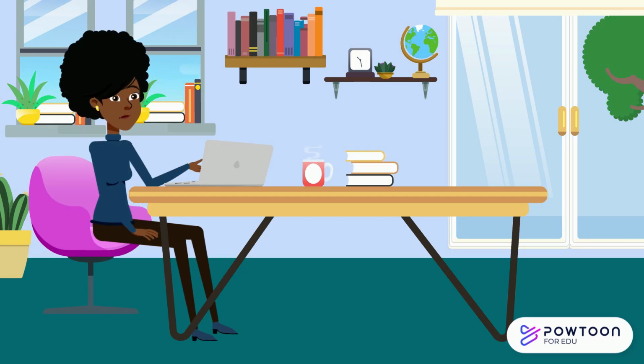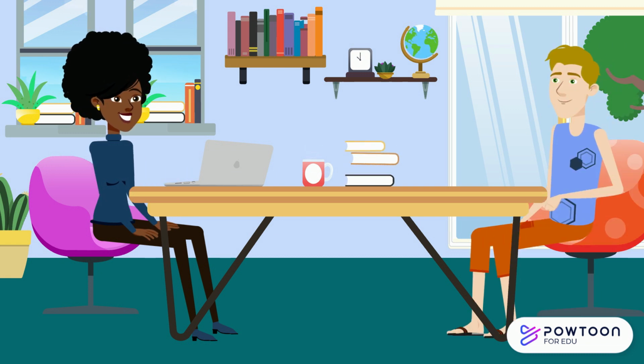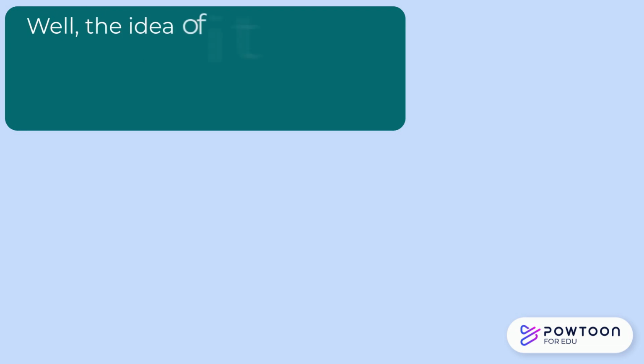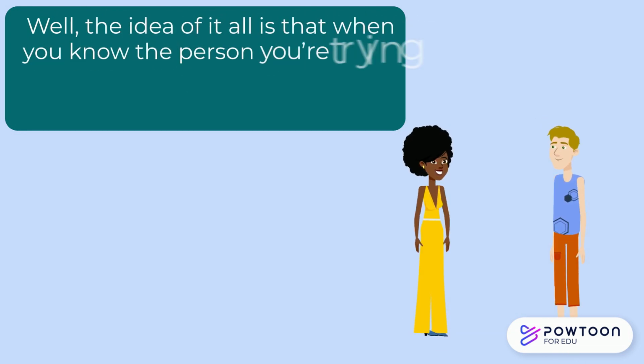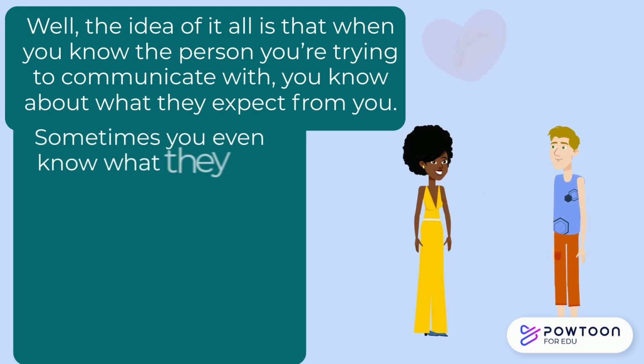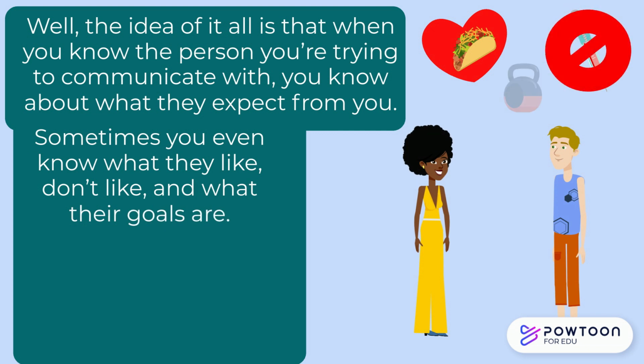So, if I were trying to explain this to a friend, I would probably say it something like this. Well, the idea of it all is that when you know the person you're trying to communicate with, you know about what they expect from you. Sometimes you even know what they like, don't like, and what their goals are.